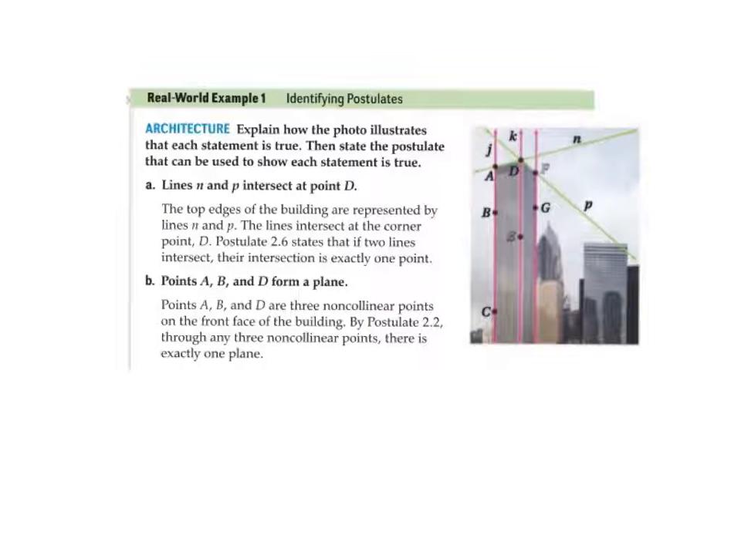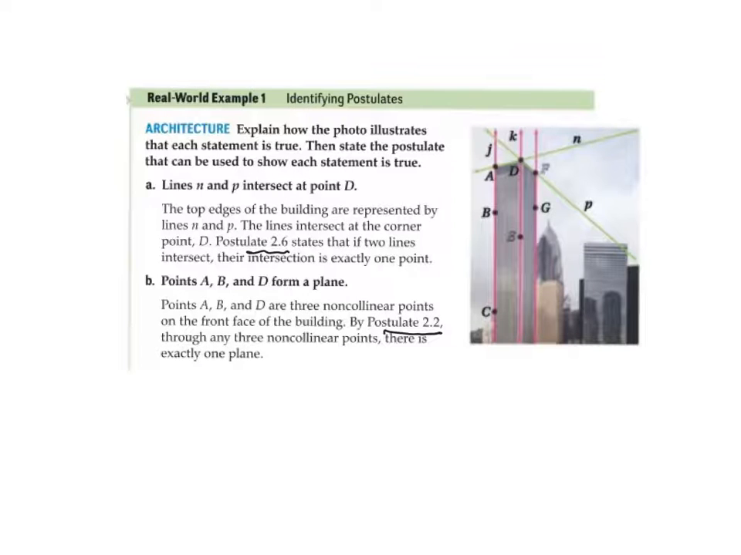Alright, so going from that table that you should have made notes on, as you go into the diagrams, what will you find? So, for instance, in A it said the lines N and P intersect at point D. All right, well that, according to the table you just read, is postulate 2.6, where when 2 lines intersect, they intersect at only 1 point. Okay, A, B and D form a plane. Okay, so A, B and D are non-collinear, so therefore it's exactly a plane, and that's postulate 2.2. So at the moment all we're doing is getting used to what are the postulates.